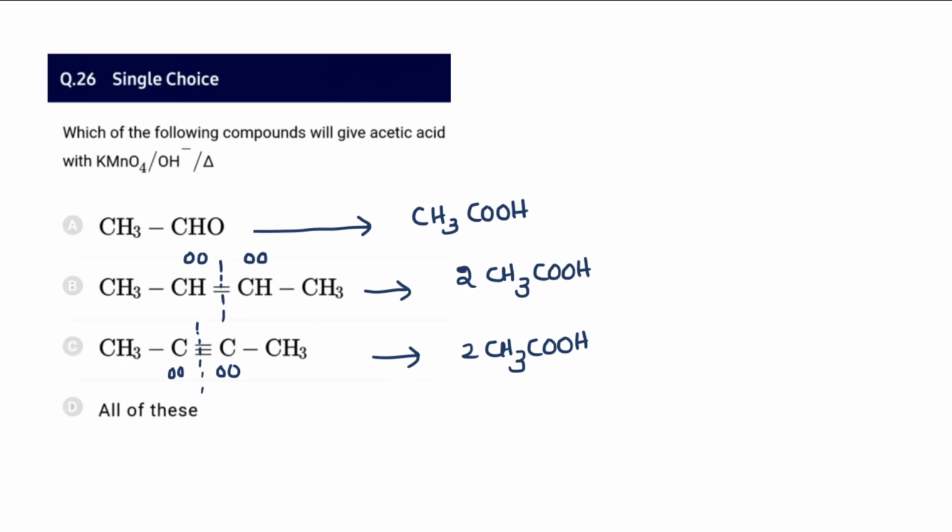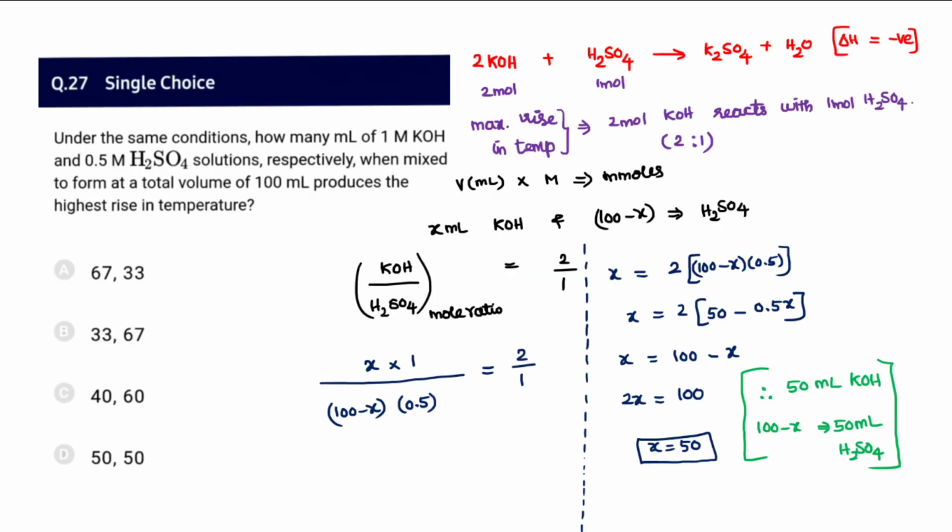And 26, which of the following compounds will give acetic acid? Almost all of them, upon oxidation, give acetic acid. So option D seems to be the perfect one.